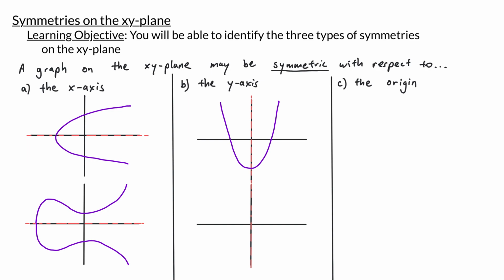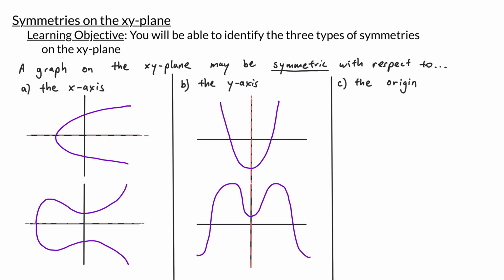Suppose that part of my graph looks like this. If I have a graph that's symmetric with respect to the y-axis, I know that I'll have a mirror image of this on the other side of the y-axis. So if our graph is symmetric with respect to the y-axis, it would look something like this. Now, any point that we have on one side of the y-axis has a mirror image on the other side. A point over here, if we look across the y-axis, we see its reflection.